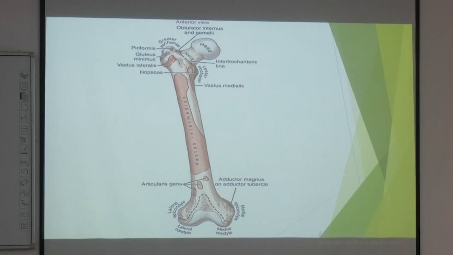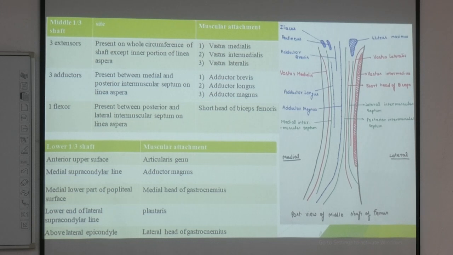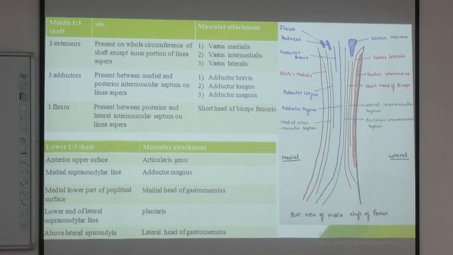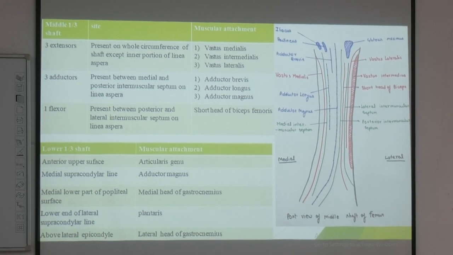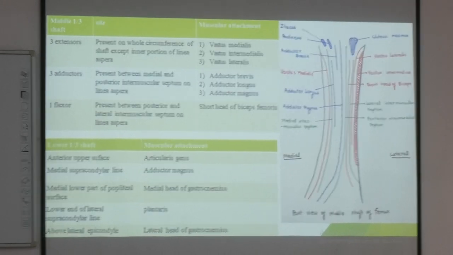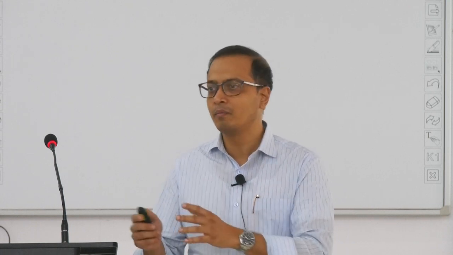Now, coming to the shaft once again, the difficult part. We learned about the linea aspera, didn't we? What is the linea aspera? It is the projected posterior border, which has two lips. Several muscles are attached on the linea aspera. We have to know their names and how they are placed from lateral to medial. That's what you have to memorize. Later, in dissection, you'll come across the names of the muscles and it will be easier for you to identify them.